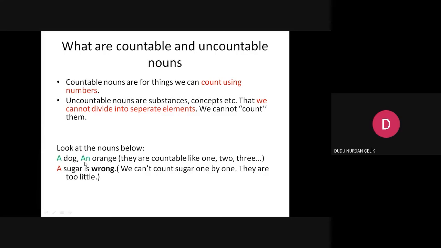But sugar is uncountable. We cannot count sugar 1 by 1. They are too small. 1 sugar, 2 sugar, 3 sugar in pieces, that's impossible. We cannot count it. So, we cannot say a sugar. It's wrong. We can say some sugar. We can say a lot of sugar. We can say a little sugar, or a box of sugar, a bowl of sugar, maybe.